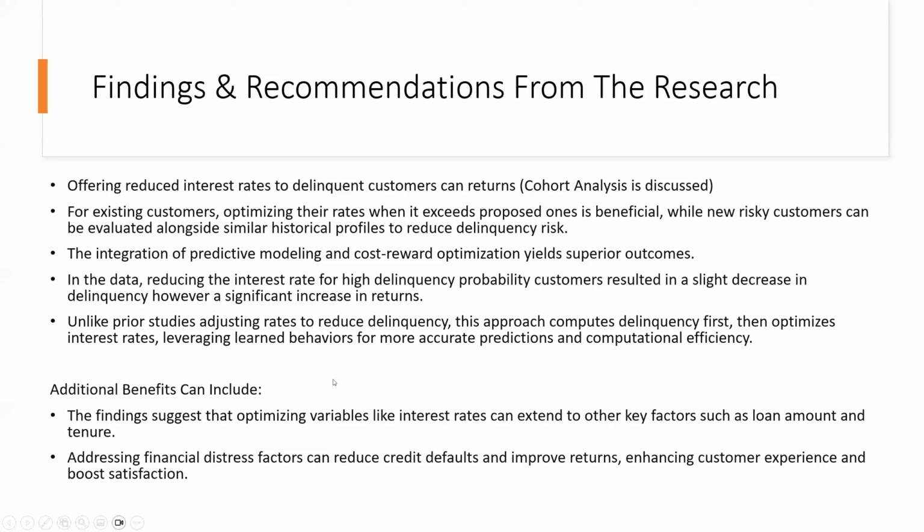Additionally, this could be measurable, but it's just qualitative for now. The findings suggest that optimizing variables like interest rates can extend to other factors, such as loan amount and tenure. But again, we'll have to compute this to be sure. It could also address financial distress factors, resulting in fewer credit defaults and improved returns. So it potentially improves customer experience and boosts their satisfaction, because people can keep their assets. They don't have to lose their assets because they were unable to pay a loan payment, for example.